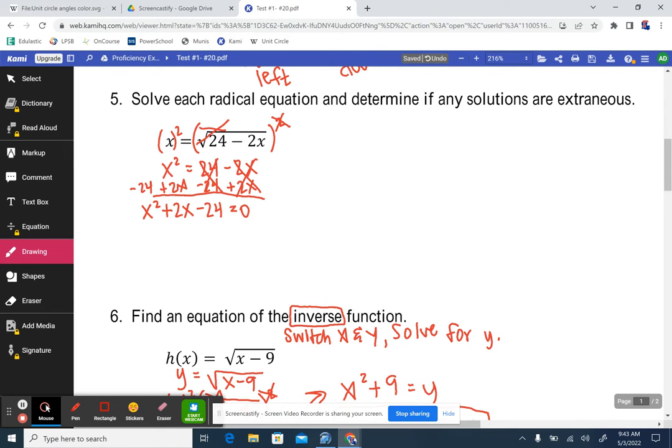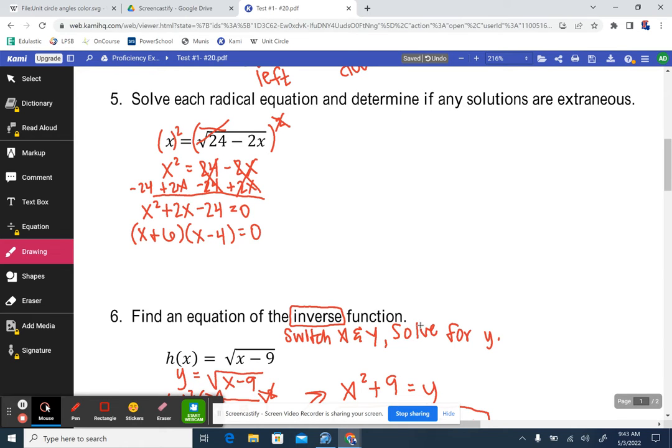Now you can either graph that using Desmos, graph it using your calculator, identify the x-intercepts, or you can factor. Either way, if you graph and find the x-intercept or factor, you're going to get the same two numbers. So I'm going to show factoring here. What two numbers multiply to negative 24 but add to positive 2? You should know that that's positive 6 and negative 4, because 6 times negative 4 is negative 24, and 6 minus 4 is positive 2.